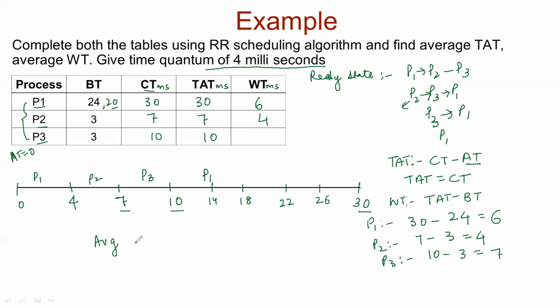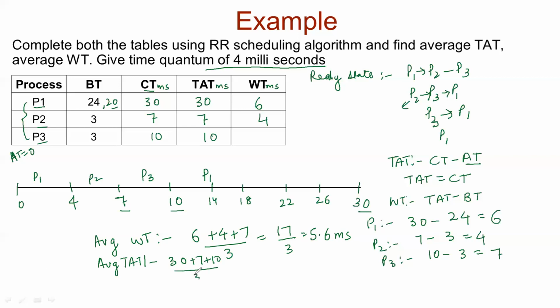Let's find average waiting time. It is 6 plus 4 plus 7 divided by 3, which is the number of processes. So it comes out to be 17 by 3, which is approximately 5.6 milliseconds. You can also find out average turnaround time by just adding the turnaround times of each process and dividing by 3, which is 47 by 3. So you can just find it out on your own.